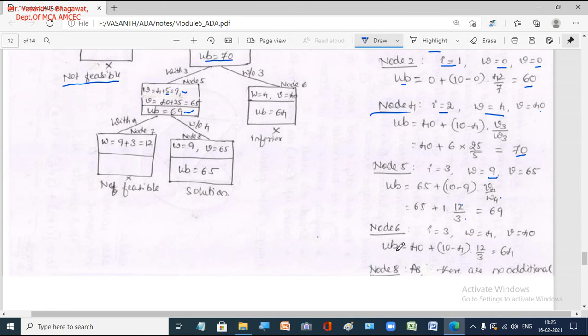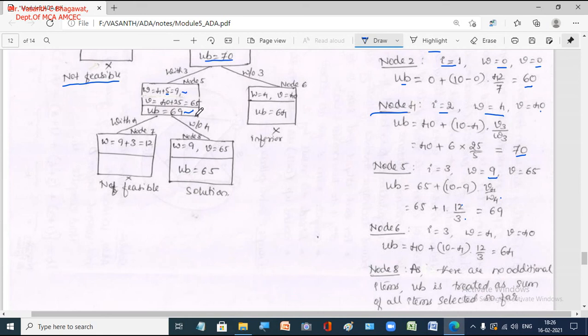So you calculate the upper bound now. Upper bound is equal to 40 plus (10 minus 4) into V4 by W4, that is 12 by 3. So you will get an upper bound of 64. Now, if you select the third item, your upper bound is 69. If you don't select the third item, your upper bound is 64.